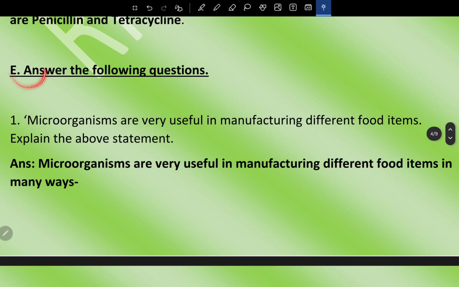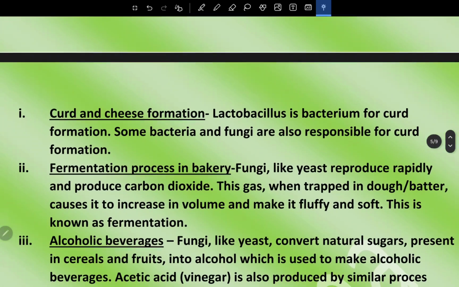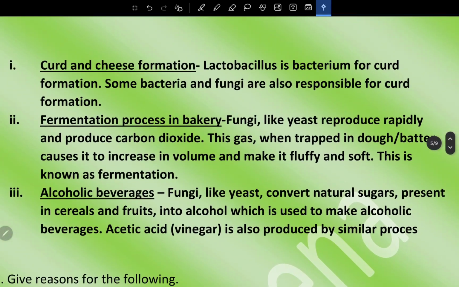Now again the E part, answer the following questions. Question number 1. Microorganisms are very useful in manufacturing different food items. Explain the above statement. Microorganisms are very useful in manufacturing different food items in many ways, like curd and cheese formation. Lactobacillus is a bacterium for curd formation. Some bacteria and fungi are also responsible for curd formation.